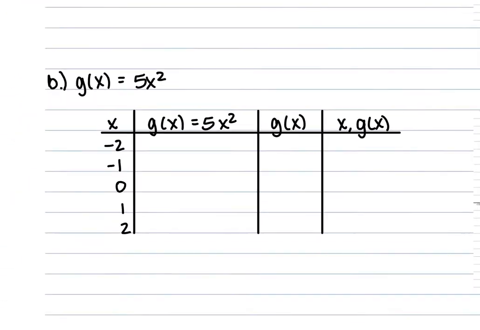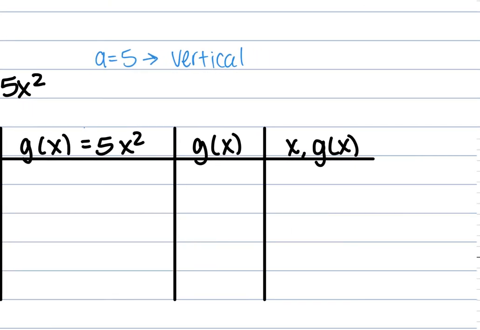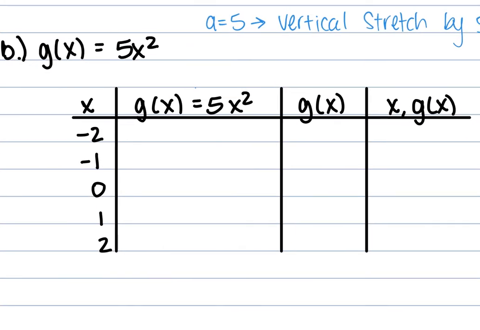Let's go ahead and do the next one. We've got 5x squared. Now, again, you don't have to do this on your quiz, but let's do it for our sake. What is a here? A is 5, and that means what kind of transformation is going on? Brandon? Good. It's a vertical stretch by 5. Okay, so we've got x and we've got g of x equals 5x squared. What do I do for the first one? When x is equal to -2. Gabby?